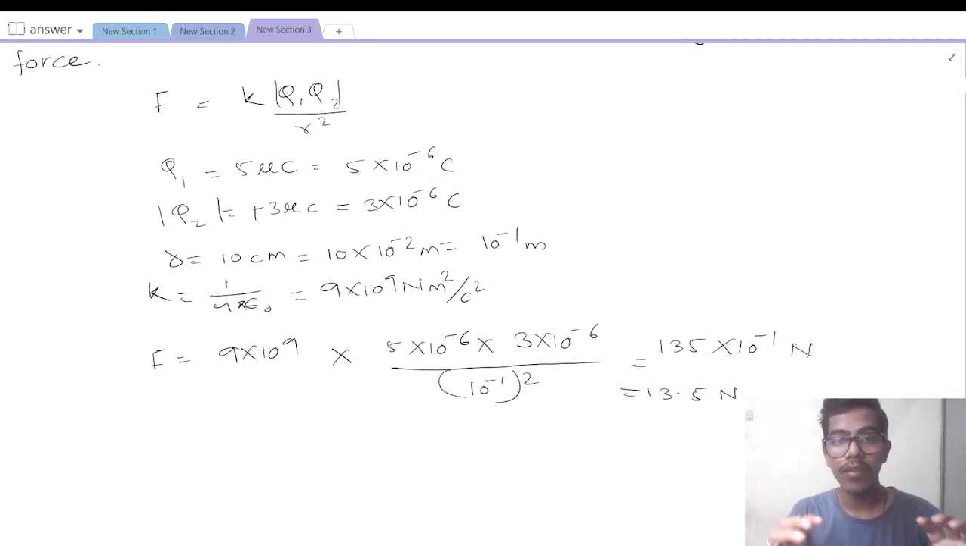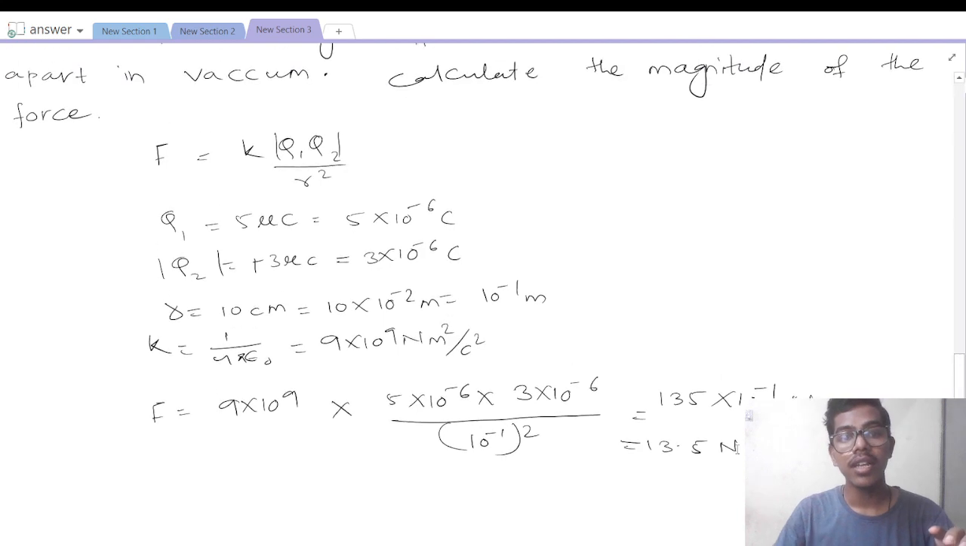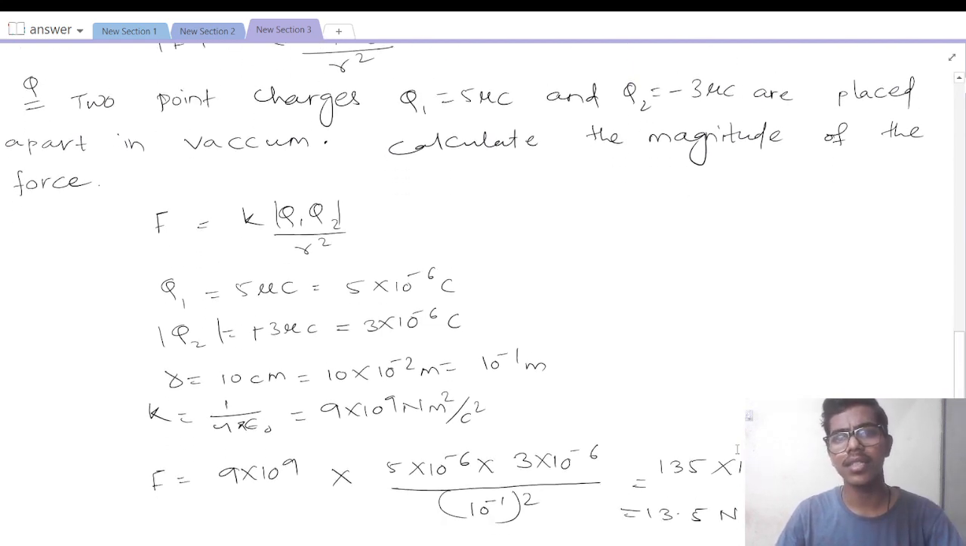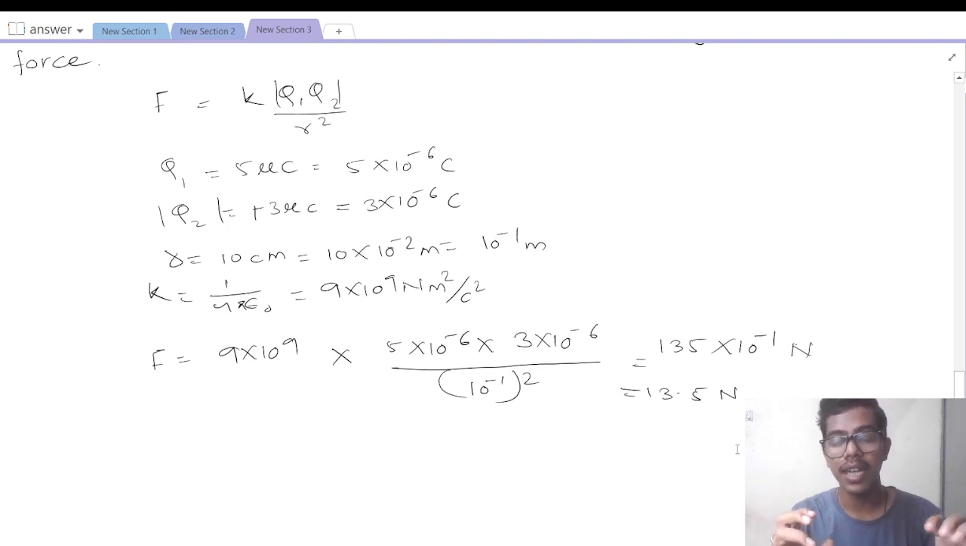And if we talk about the direction, then one charge is positive and another charge is negative. That is, opposite charges attract towards each other. That means they attract towards each other. That force is attractive between the two point charges.